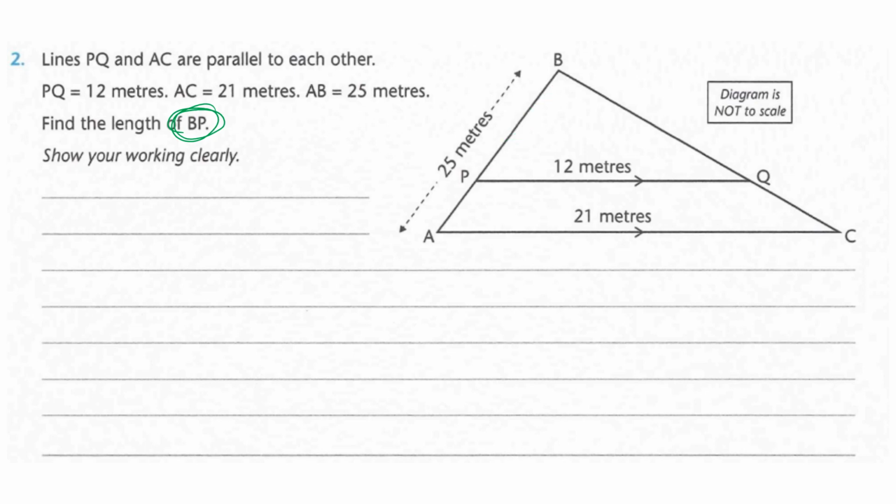Now, we have been told that these are similar triangles. So our question is, how are we going to find out what BP's length is? I am taking my 12 meters and my 21 meters. This is a ratio. The ratio of this distance to this distance is going to be the same as the ratio of this distance to this distance. So all we need to do is make an equation where the two ratios are equal to each other.